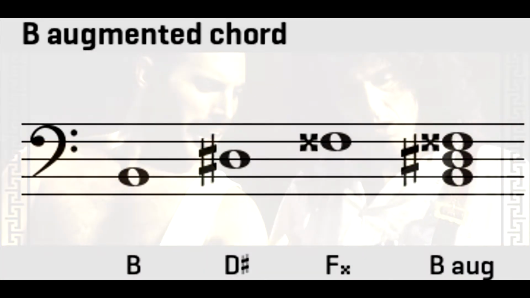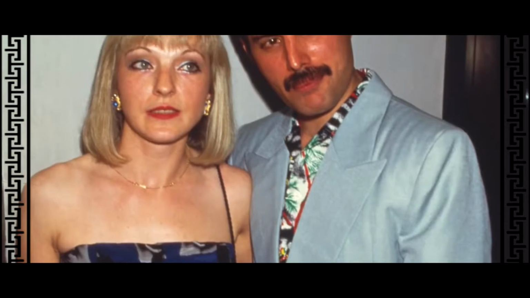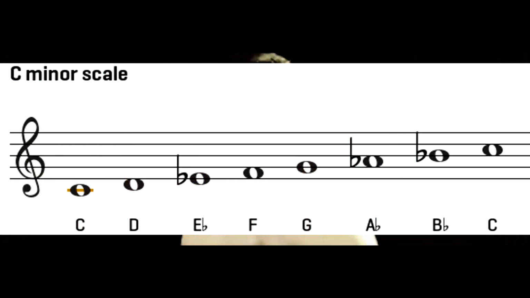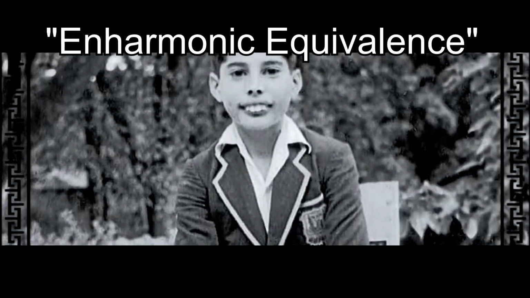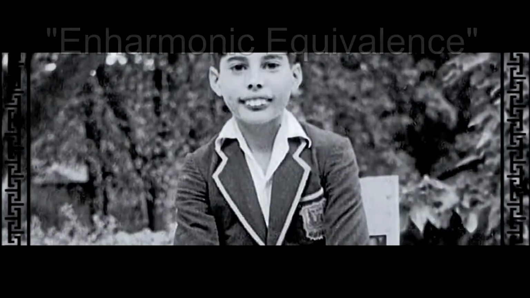That D sharp you see in the B augmented chord, it's actually the same as the E flat found in the other two chords. Many notes in the musical alphabet have two names. When a note is referred to by two different names, it is called an enharmonic equivalence.